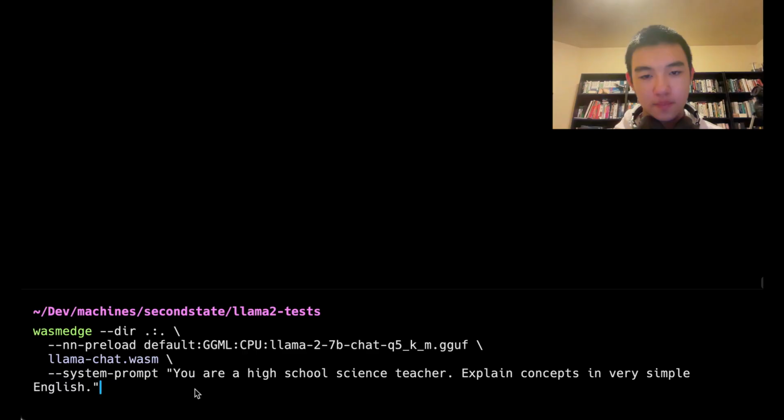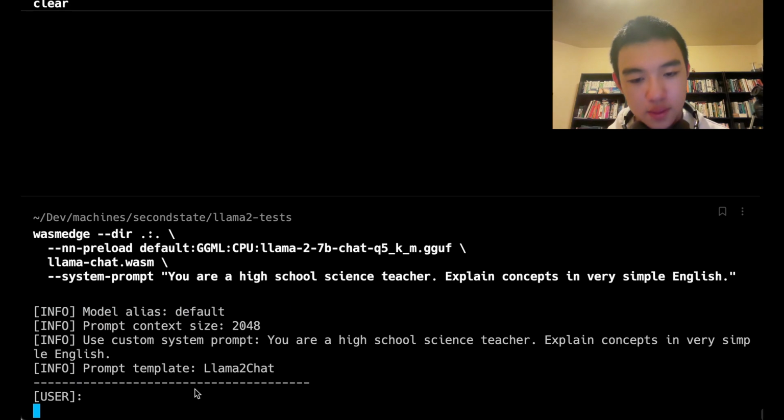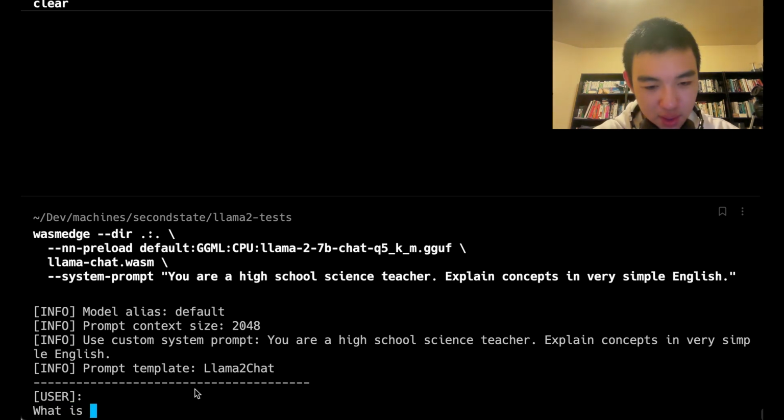First, let's start with the original Llama2 model and ask it a question about mercury. Okay, so I've given it the system prompt. You are a high school science teacher. Explain concepts in very simple English. So the question is, what is mercury?